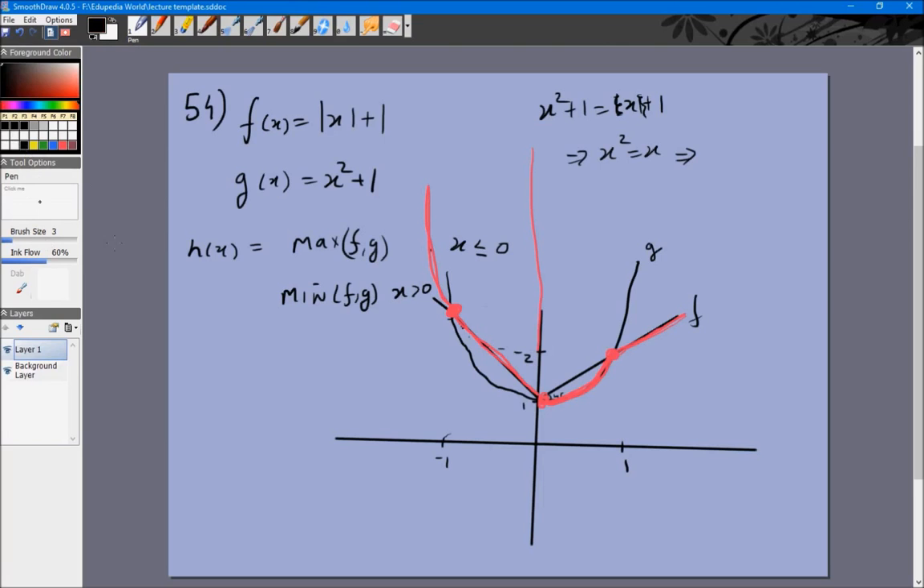So just by drawing the graph, we can see that it's not differentiable at these 3 points. Everywhere else, just one function. And this function is differentiable both for x greater than 0 and x less than 0. And the same for this function. This is differentiable everywhere. So the answer to this question will be, there are 3 such points.